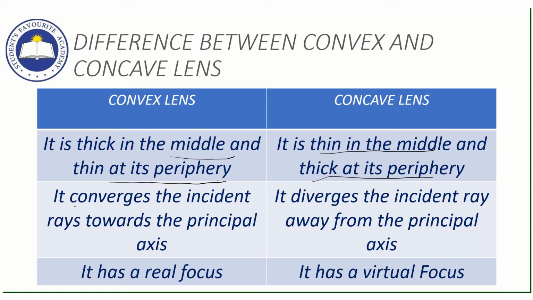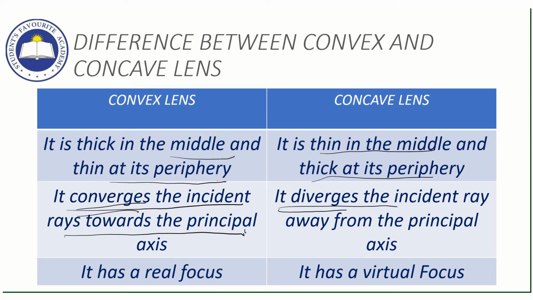Now in case of a convex lens, it converges the incident rays towards the principal axis. The rays which are incident on a convex lens, which are parallel to the principal axis, converge at a point or they meet at a point. Whereas in a concave lens, the rays appear to diverge.